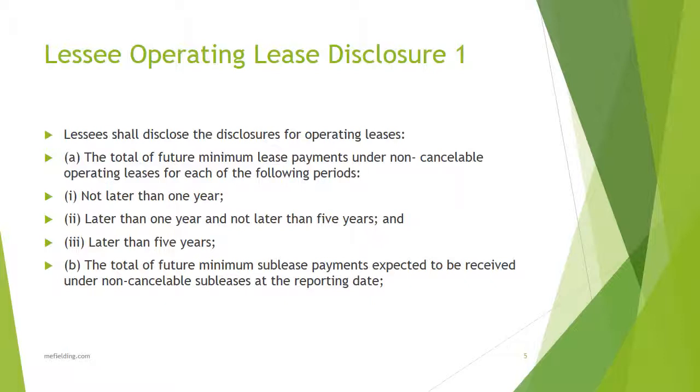The total value of minimum sublease payments to be received. Right, so notice here that what they're doing is matching the sublease payments received. So you have an operating lease, but then you are subleasing that asset, or part of that asset, out to someone else. And the point here, I think, is that what you're getting in part B offsets what you have to pay in part A, and that's why it's included there. So that's fairly straightforward.